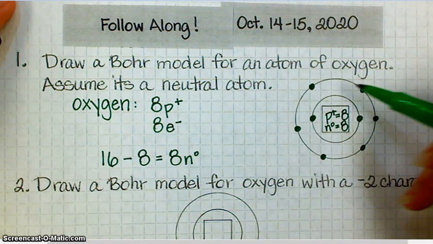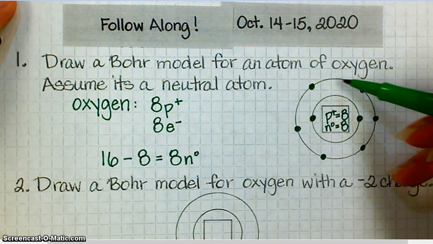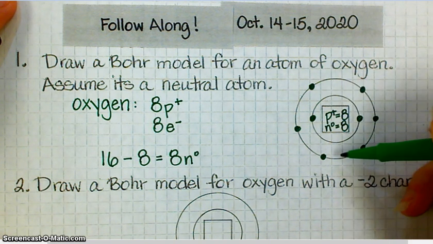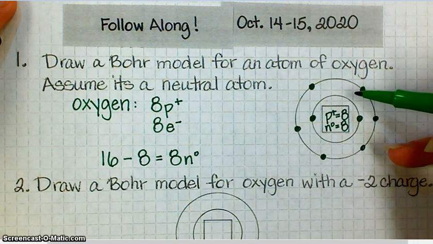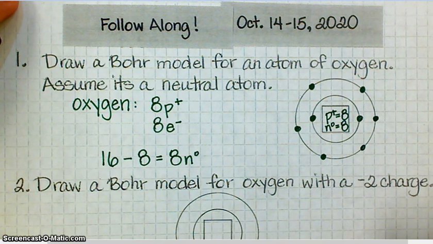So oxygen in this case is going to have 6 valence electrons. It uses 2 energy levels, and that's what the Bohr model of a neutral oxygen atom is going to look like.